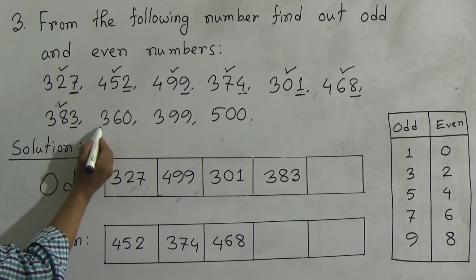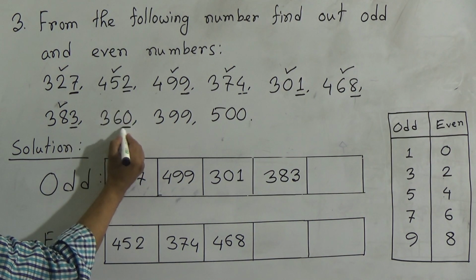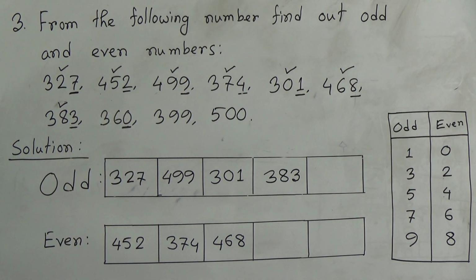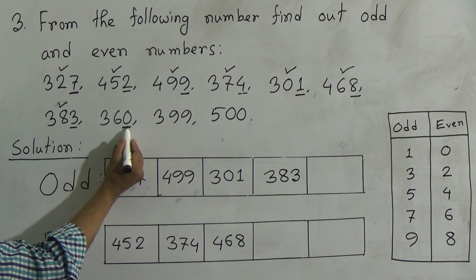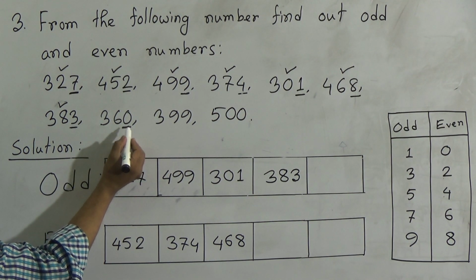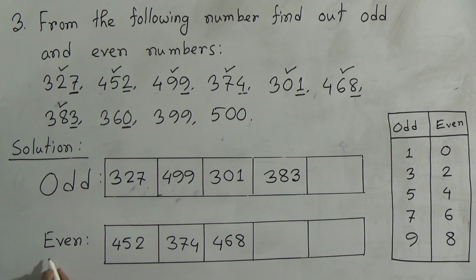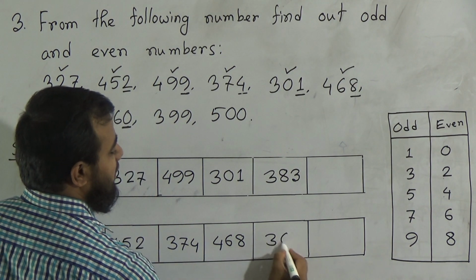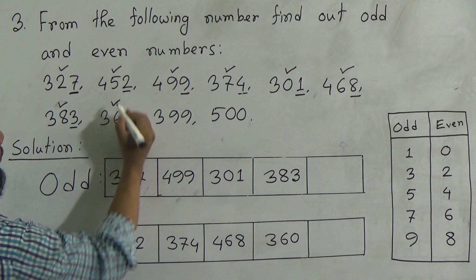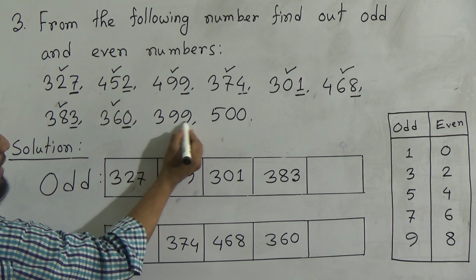Now the eighth number is 360. In 360 we have 0 in the ones position, and when we have 0 in the ones position, that number will be our even number. So 360 is our even number. Now the ninth number is 399.